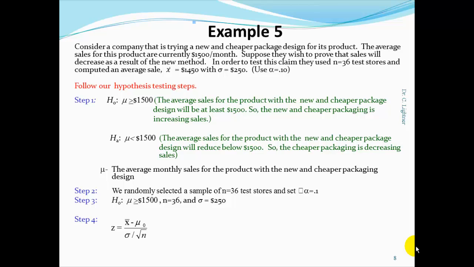Example 5. Consider a company that is trying a new and cheaper package design for its product. The average sales for this product are currently $1,500 a month. Suppose they want to prove that sales will decrease as a result of the new, cheaper packaging method. In order to test this claim, they used N equals 36 test stores and computed an average sale of $1,450 with sigma equal to $250. For this example, we should use an alpha value equal to 0.1.